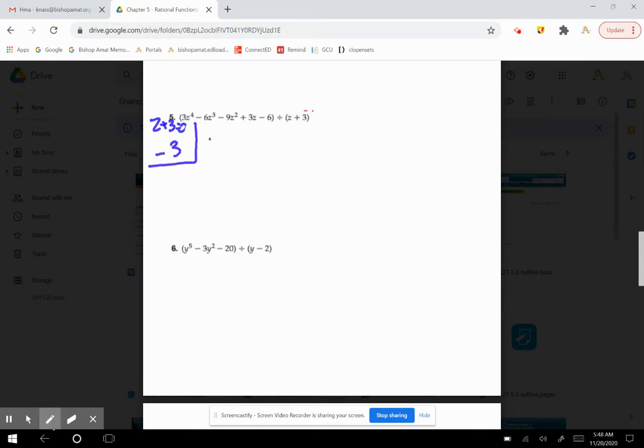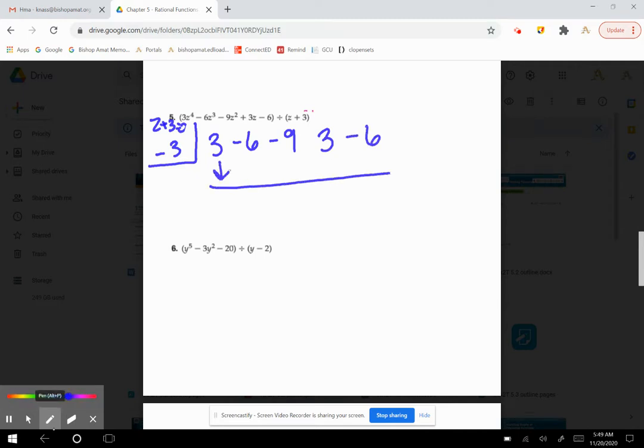Now let's write our coefficients down: 3, -6, -9, 3, -6. Okay, let's start multiplying. So we bring the 3. Now, 3 times -3 is -9. Okay, this gets us -15. 3 times -15 is -45.